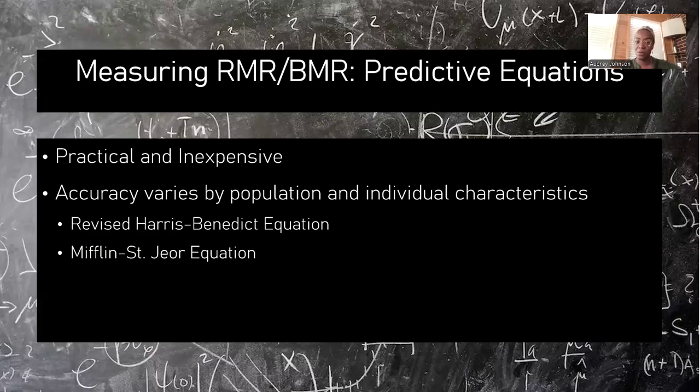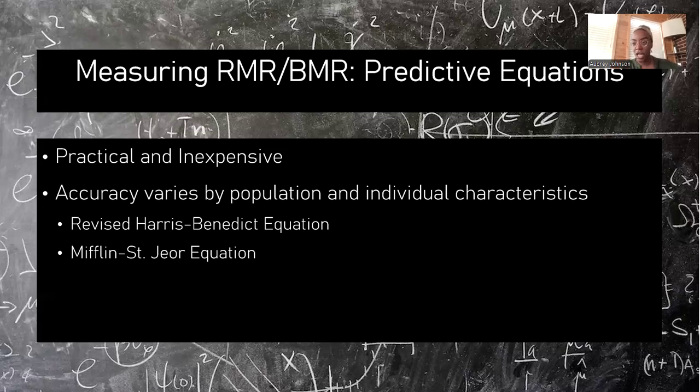So, the most feasible way to measure or estimate resting metabolic rate is using predictive equations. And these are quite simply found online. You can put in your height, your weight, your age, and your sex, and you get an estimate of your resting metabolic rate. It's very practical and inexpensive, but the accuracy varies by population and individual characteristics. But at any rate, the revised Harris-Benedict equation and the Mifflin-St. Jeor equation are two of the very popular equations used to estimate resting metabolic rate.